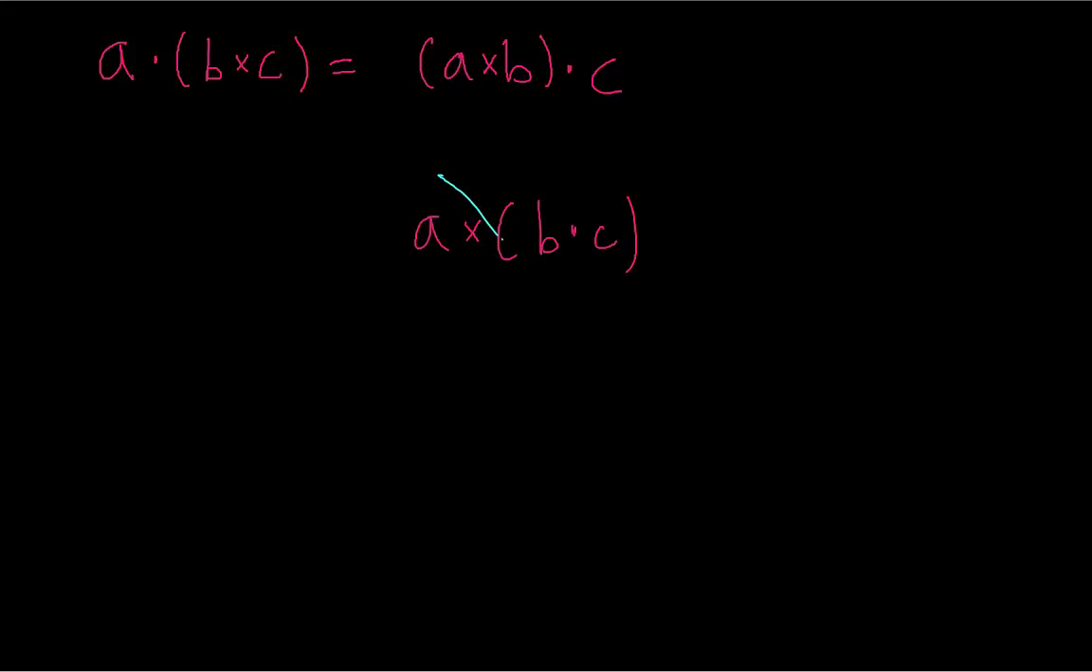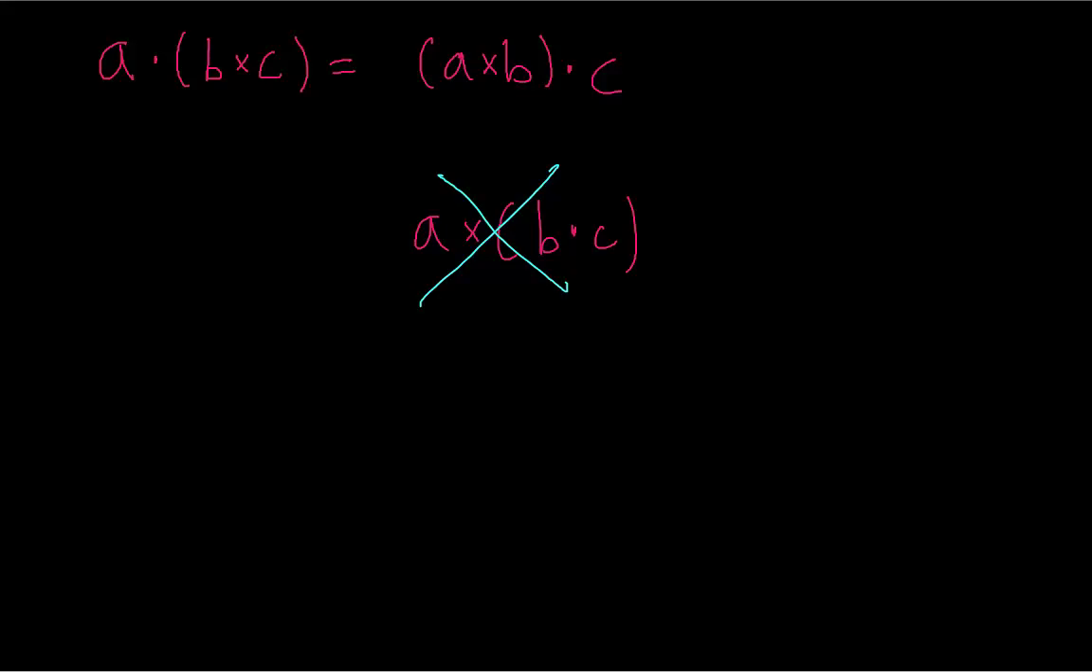And lastly, if we have a combination of the dot and cross products, then we can switch the positions of the cross and the dot. But notice that the parentheses have to move with the cross product, because a cross in parentheses b dot c does not make sense. b dot c would make a scalar quantity, and we can't take the cross product of a vector and a scalar.